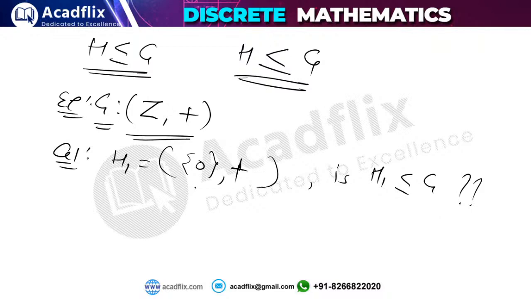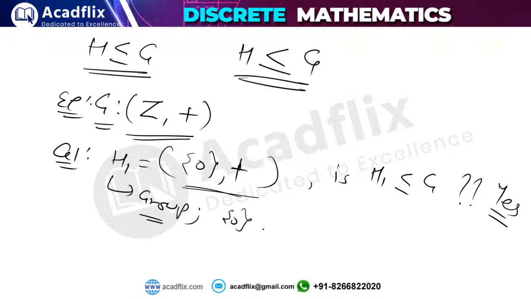So you can see, yes, this is true. Why? We have just seen, just 5 minutes ago, that this is a group. First of all, H1 is a group, because 0 is the identity element. So this is actually the trivial group. This H1 is the trivial group. So first of all, this is a group, and also this is a subset, because {0} is a subset of Z. So both properties are satisfied, subset and group. So we can say yes, it is a subgroup.